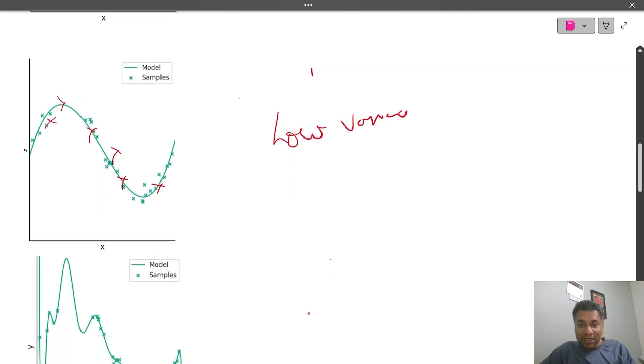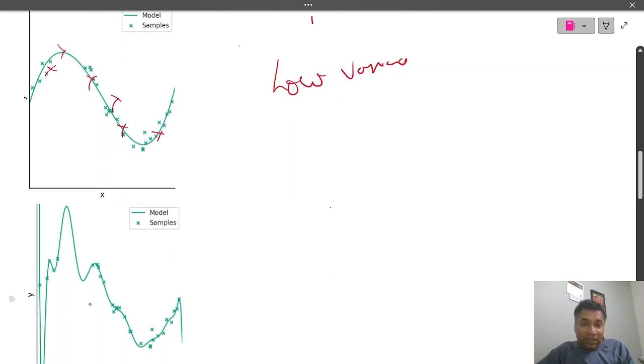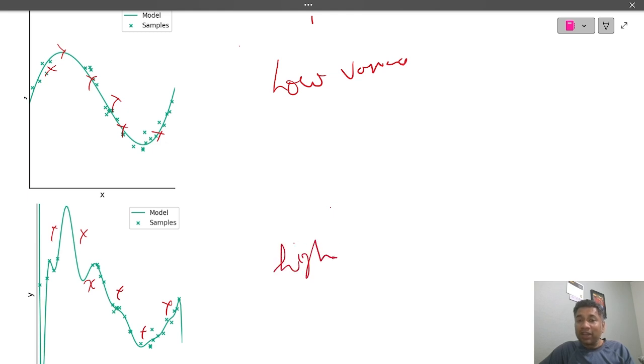Similarly, if we see this one, this model is an overfitted model. It is trying to capture each and every training data point, right? If we look at the observations on the test data, we'll find some errors. Let's say these are our test data points. We'll see that with the test data, the model prediction is not good. There are some differences. So this is the case of high variance.